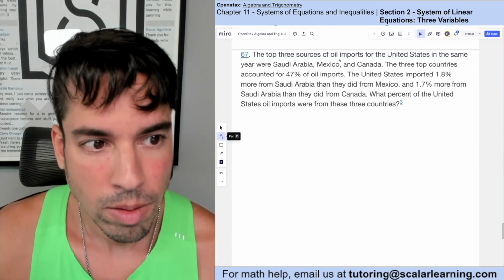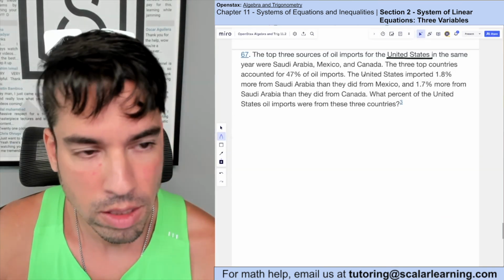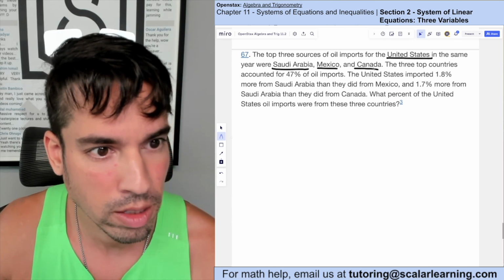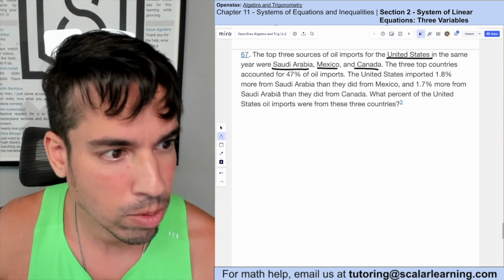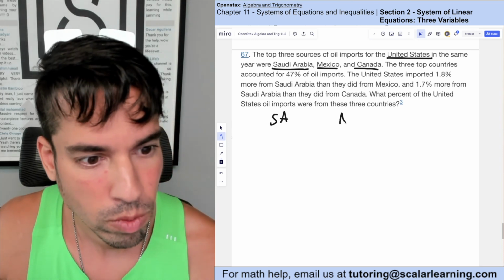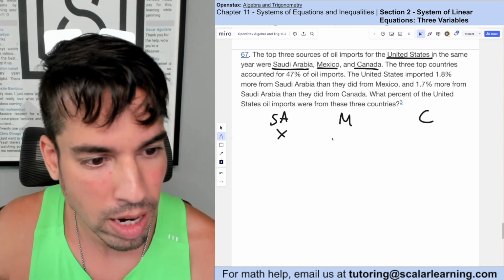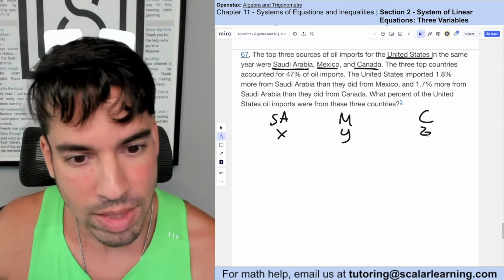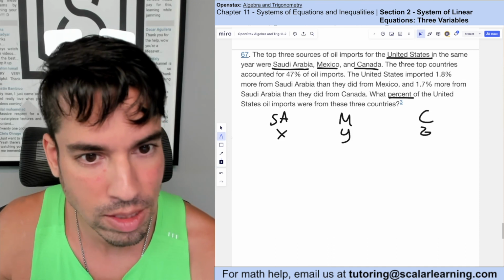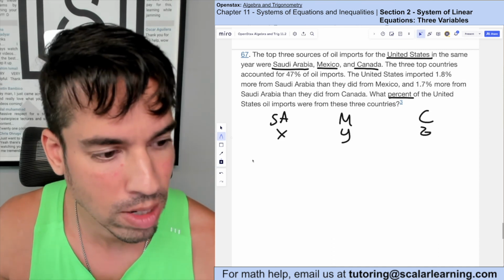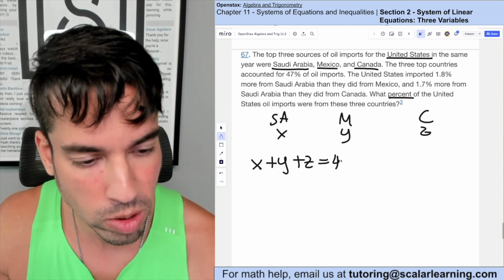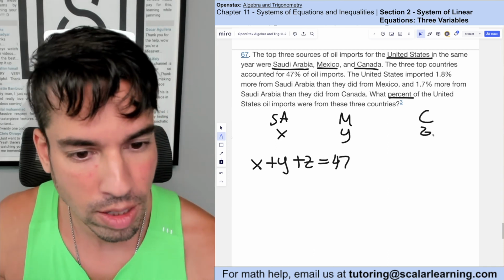Done. The top three sources of oil imports for the United States in the same year were Saudi Arabia, Mexico, and Canada. The three top countries accounted for 47% of oil imports. So we'll say Saudi Arabia, Mexico, and Canada, and we're going to say X, Y, and Z. Now, if these represent actual percentages, which is what we're trying to find, if they say the top three countries accounted for 47, I can just literally add these three together and set that equal to 47%. So these are going to, again, represent percentages.